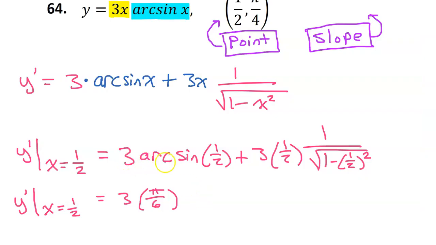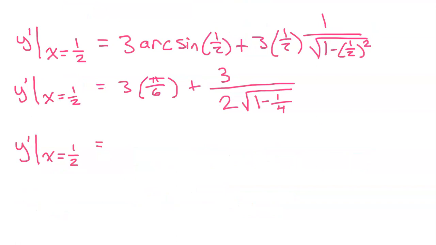So we have 3 times pi over 6 plus, well, this will just be 3 over 2. I think I'll just go ahead and put it like that. And in fact, I think I will incorporate it with the whole square root situation. So I have the square root here in the denominator: 1 minus, if I square this, it will be 1 over 4. So we have this now. 3 times pi over 6 reduces down to pi over 2. And I still have my 3 and my 2. 1 minus 1/4 is 3/4.